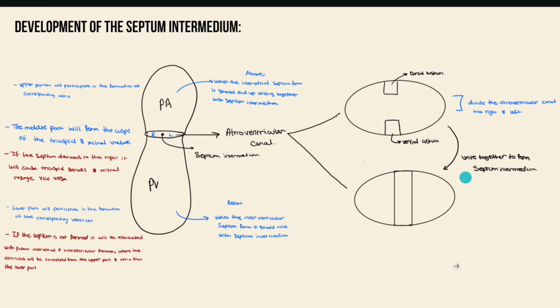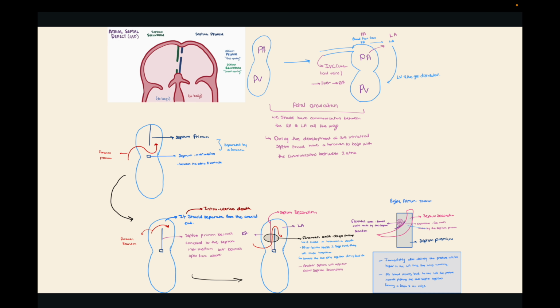These two sides are going to be the future side of the right atrioventricular orifice, which is the tricuspid orifice, and on the left side it's going to be the left atrioventricular orifice or the mitral orifice. Alright, now proceeding with the formation of the atrial septum.